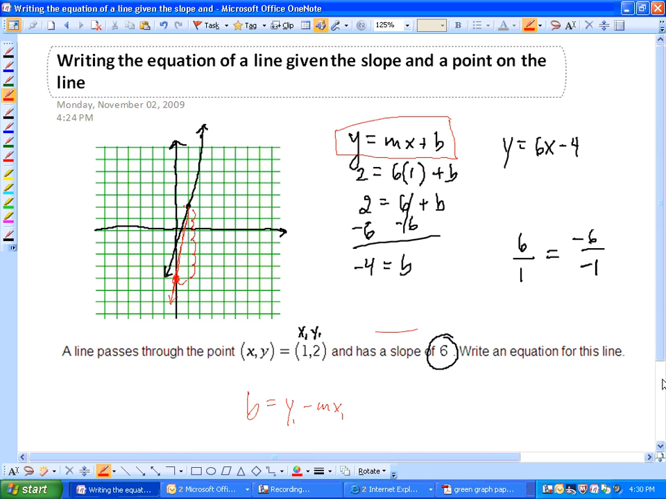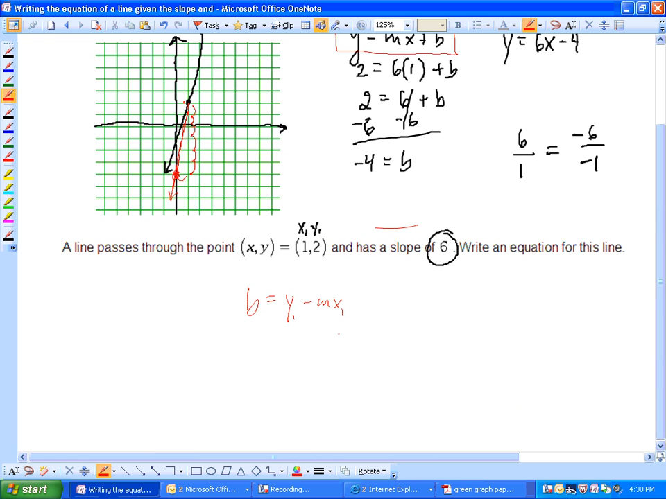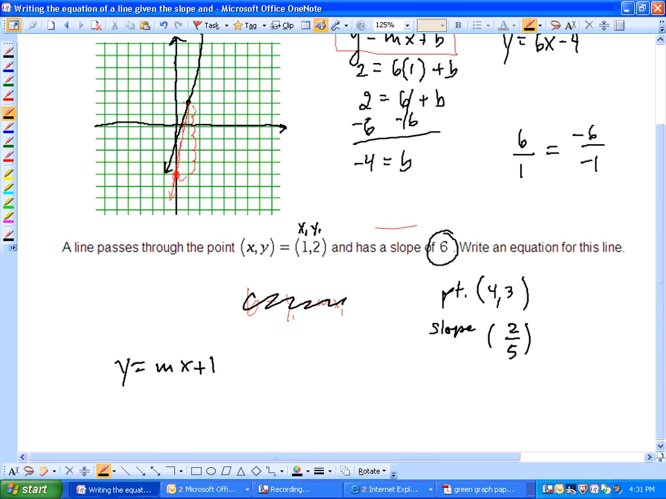The other thing is, when you're doing one of these, what if the slope were a fraction? How would you do that then? Let's suppose the point was 4 comma 3 and the slope was 2/5. So I plug these in, and I won't use this one. I'll go with the original, y equals mx plus b. And I plug in my x and my y, 3, and my slope, 2/5, times 4 plus b. So that becomes 3 is equal to 8/5 plus b.